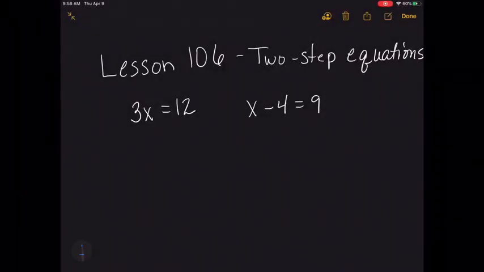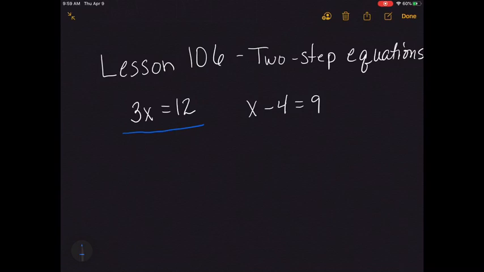Lesson 106 is about two-step equations. So we have been finding missing numbers for some time. And I've shown you that when you have an equation and you're trying to find a missing number, what you want to do is do the opposite of what's being done with a variable.